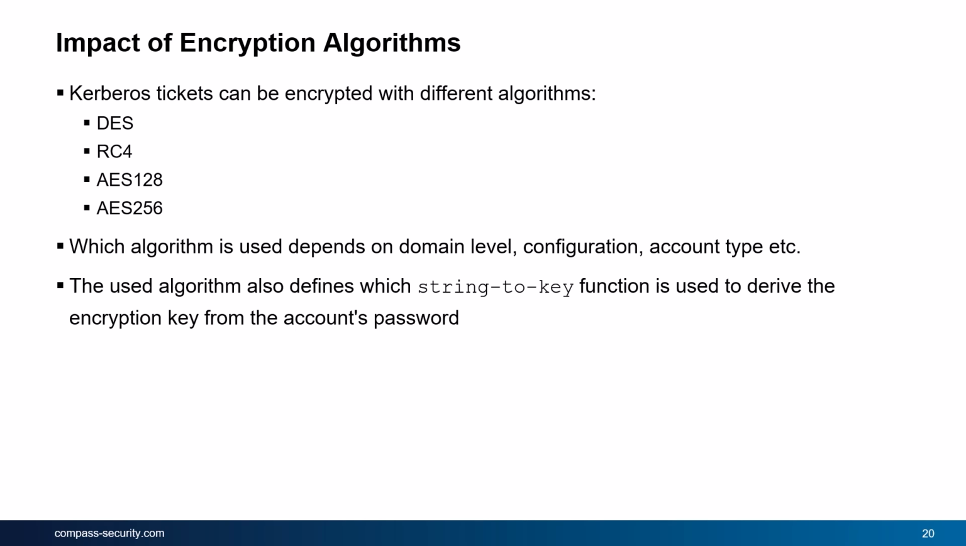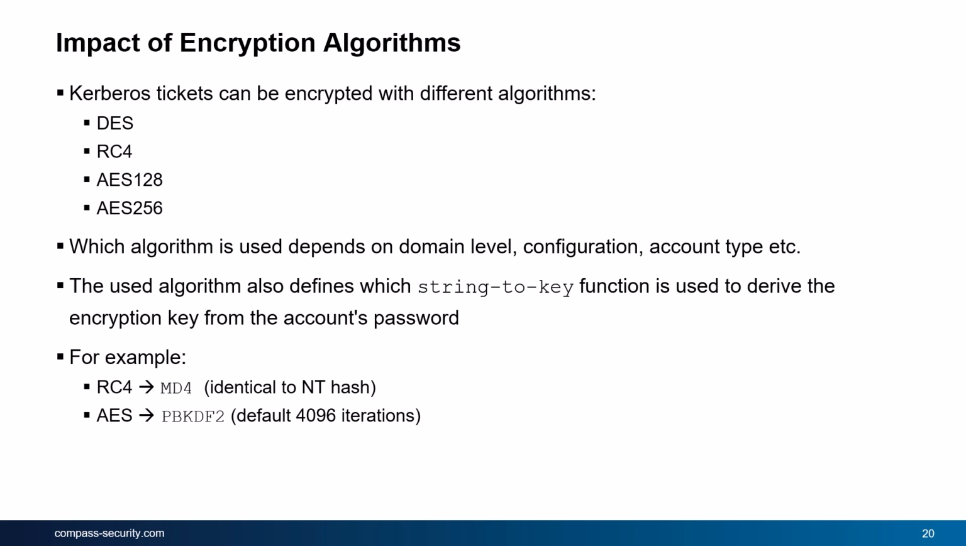So there's a string to key function defined in each of the encryption standards, and this string to key function is used to take the account's password and derive the key material from it. For example, if we look at RC4, the string to key function is simply MD4, which is the same thing as how Windows stores passwords, so the NT hash. And if we go to AES, we use the PBKDF2 function with a default of 4096 iterations. So it's much more computationally intensive to derive the key material in case AES is used compared to RC4.